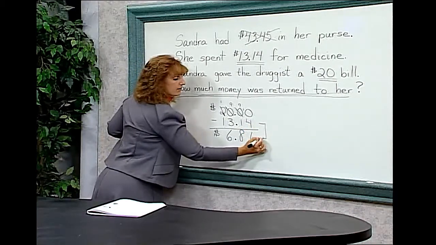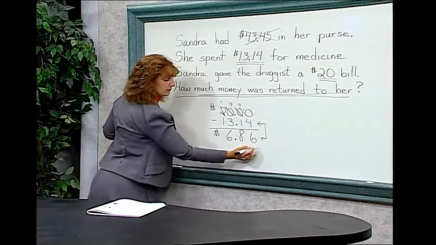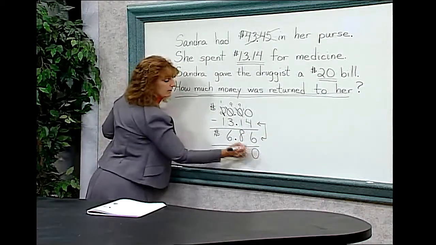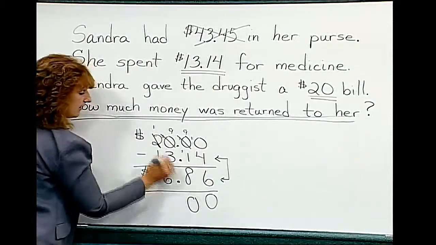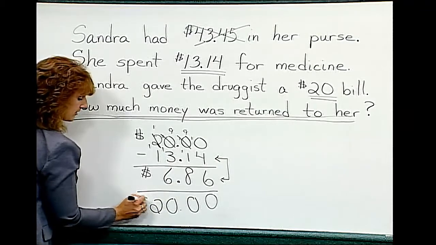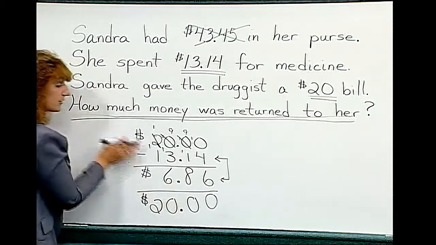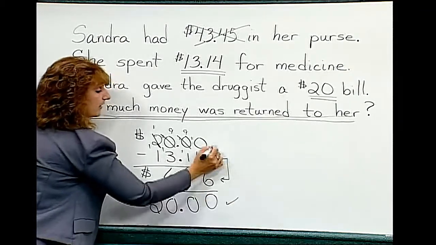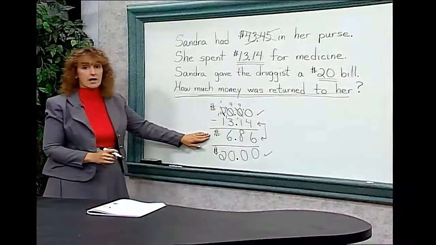Let's check our work by adding these two. 0, carry the 1. Our $20 matches the $20 we started with. We know we have a correct answer of $6.86.